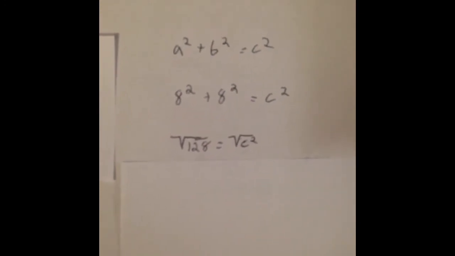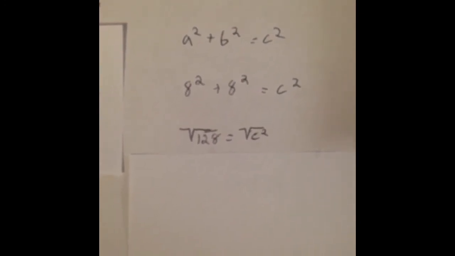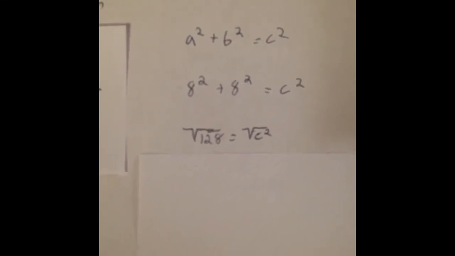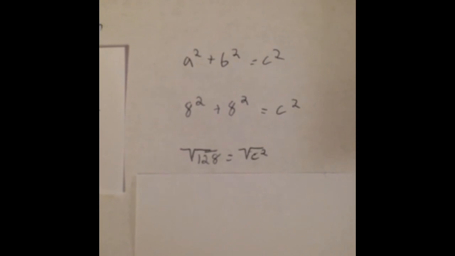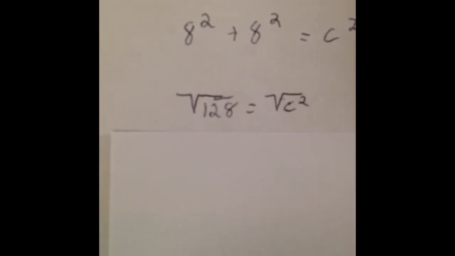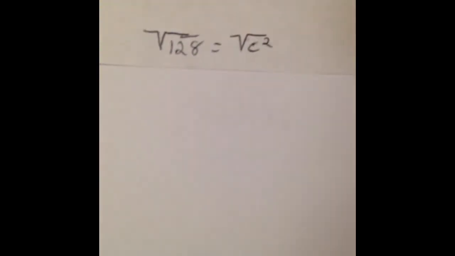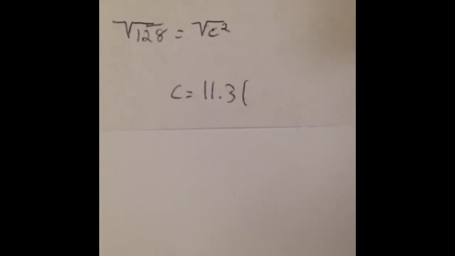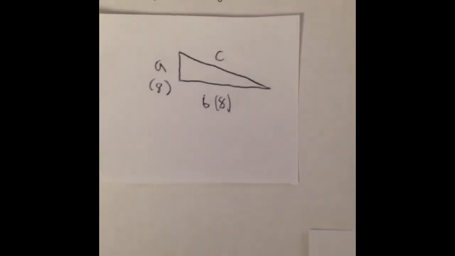What I've done is I've squared 8 on both sides and then added them together. 8 squared on both of these is equal to 64, so then I added those together, which gives me 128. And then to solve for c, you actually have to square root it. That solves for the missing side, which is 11.31. So that's your answer for the first one.